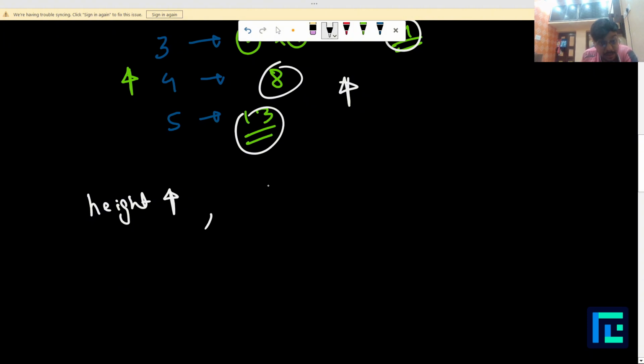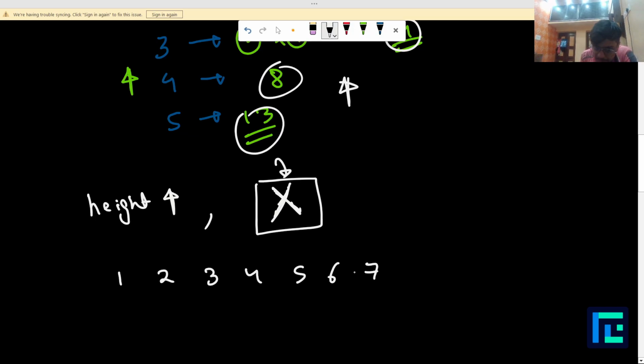But there is a constraint, that the maximum units of water that you can fill is given to you. So just imagine, you are increasing your height from 1 to 2, then to 3, then to 4, then to 5, then to 6, then to 7. Okay? And the value of units of water is also increasing.